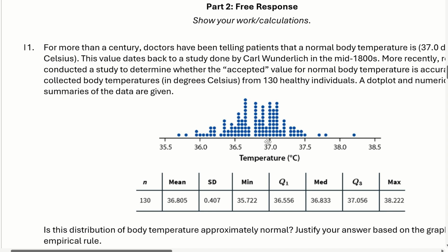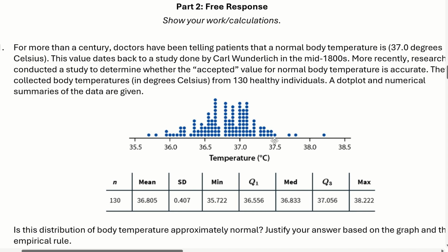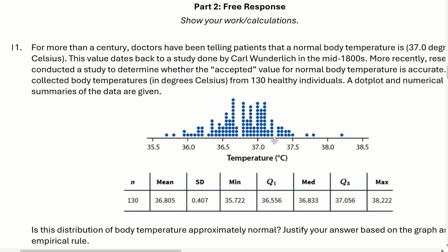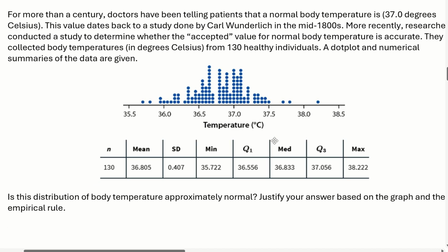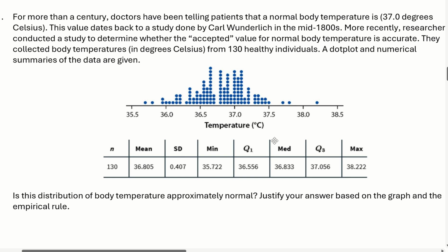All right, so number 11, we're looking at the free response now. For number 11, for more than a century, doctors have been telling patients that a normal body temperature is 37 degrees Celsius.